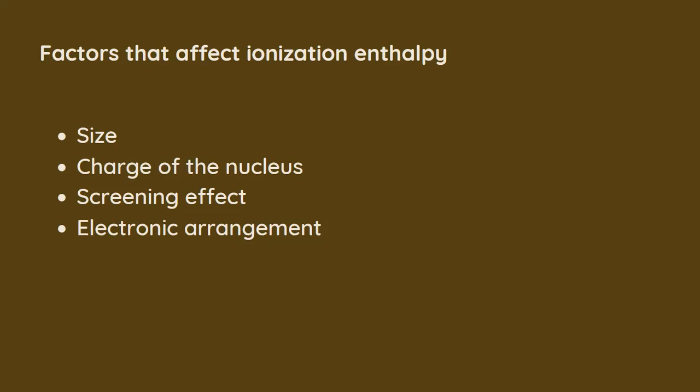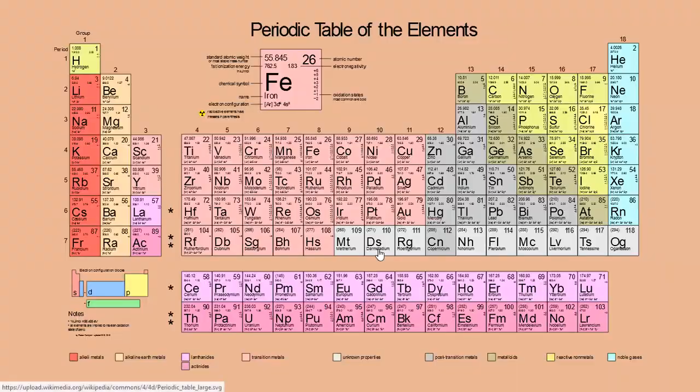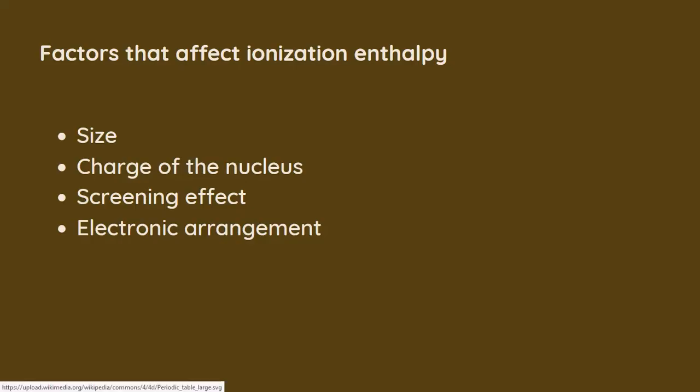Next one is the electronic arrangement. In the previous chapter, we discussed that half-filled and completely filled shells have extra stability associated with them due to various reasons, which we discussed in the previous chapter. So because of this, obviously the atoms which have a half-filled or a completely filled structure will have a higher ionization enthalpy because it is relatively difficult to remove these electrons.